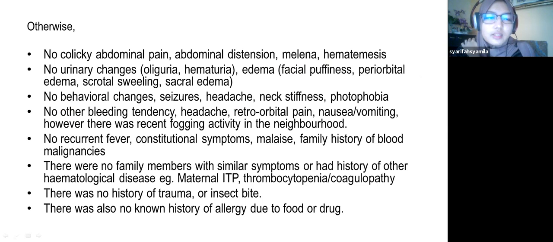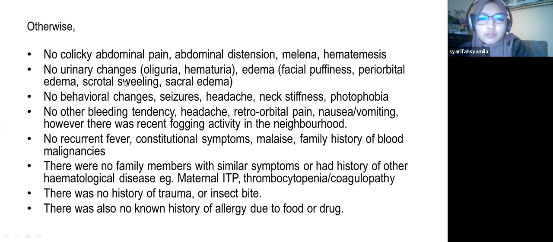Otherwise, upon further questioning, there was no colicky abdominal pain, abdominal distension, melena or hematemesis, which may suggest a GI manifestation. There were no urinary changes or edema, which may suggest a renal manifestation. There were no behavioral changes, seizures, headache, neck stiffness, or photophobia, which may suggest a neurological manifestation or infection. There were no other bleeding tendencies, no headache, retro-orbital pain, nausea or vomiting.